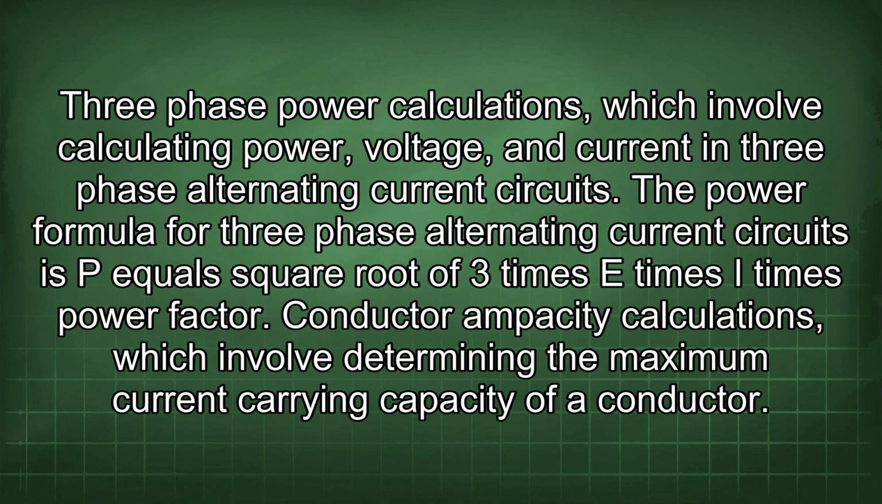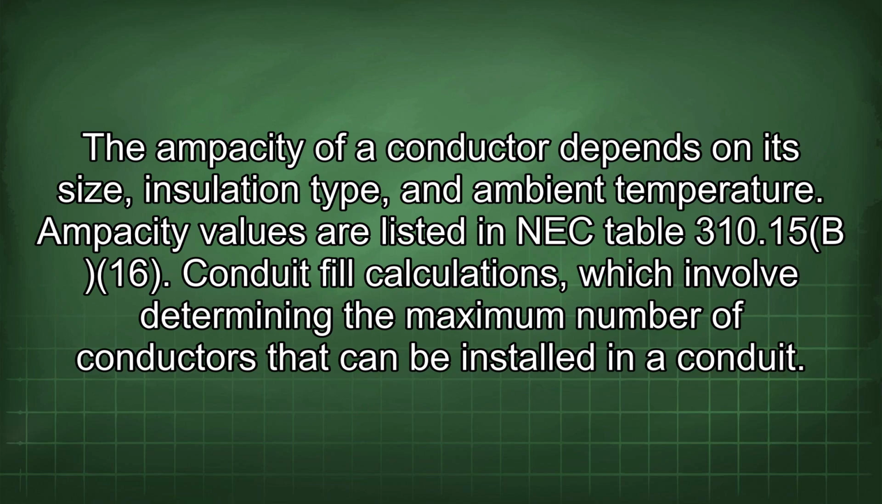Three-phase power calculations, which involve calculating power, voltage, and current in three-phase alternating current circuits. The power formula for three-phase alternating current circuits is P equals square root of 3 times E times I times power factor. Conductor ampacity calculations, which involve determining the maximum current carrying capacity of a conductor. The ampacity of a conductor depends on its size, insulation type, and ambient temperature.